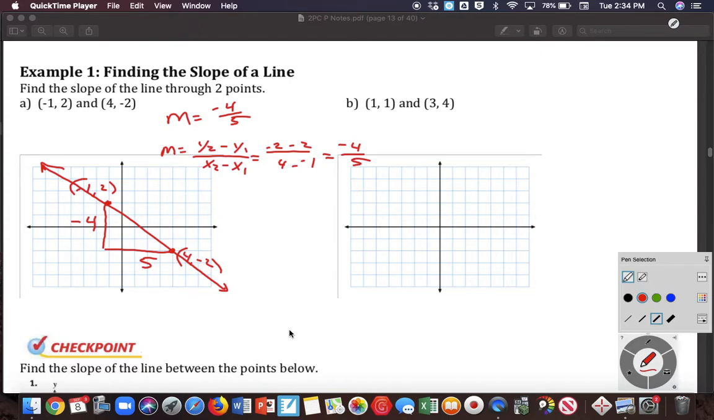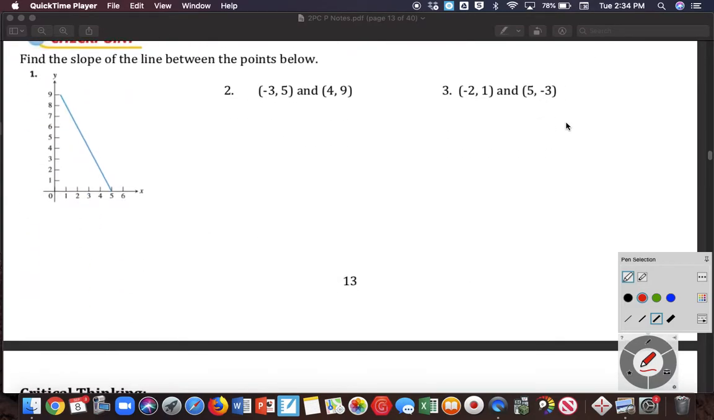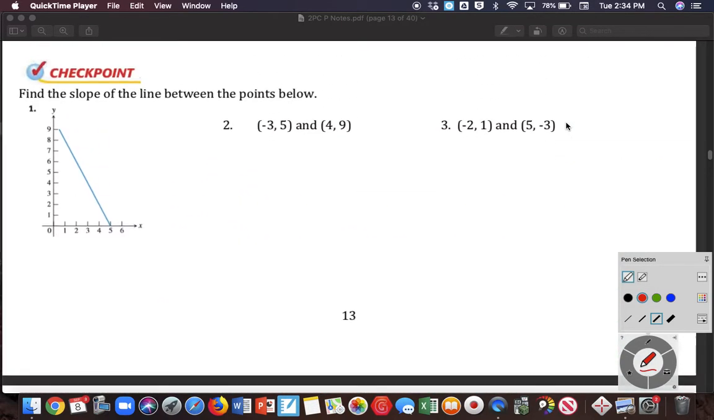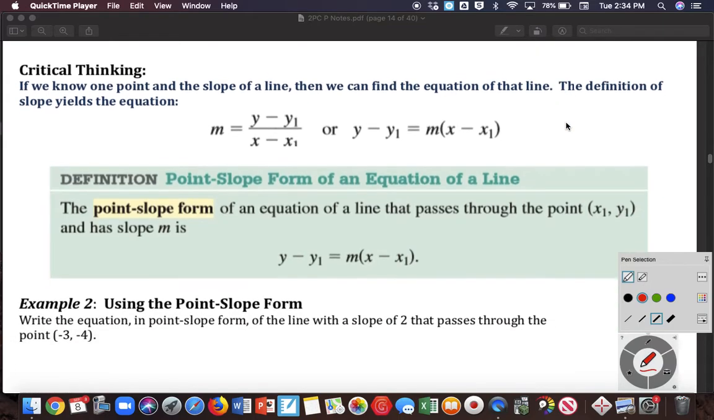So you can do it either way, all right? If you're graphing, then you can just go ahead and do that. All right, so you should have no trouble with that, but that at least gives you an example. And you guys will do those checkpoints just to make sure, all right?